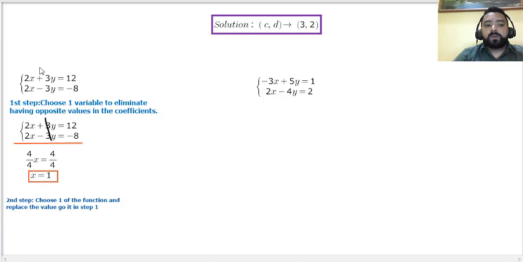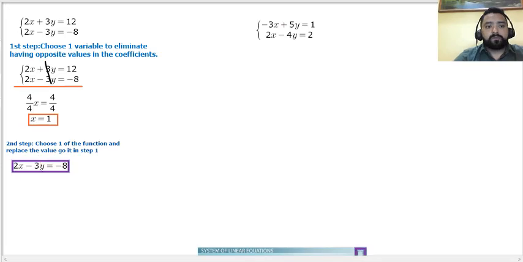Now remember, in the second step, you have to substitute this value to get the value of the second variable. We're going to choose one of these. In this case, I'm going to choose the second one. You can choose the first one if you want. So 2x minus 3y equals negative 8. And remember, we are going to replace the value from step 1. In step 1, we got that the value for x is equal to 1. So we are going to solve this one.